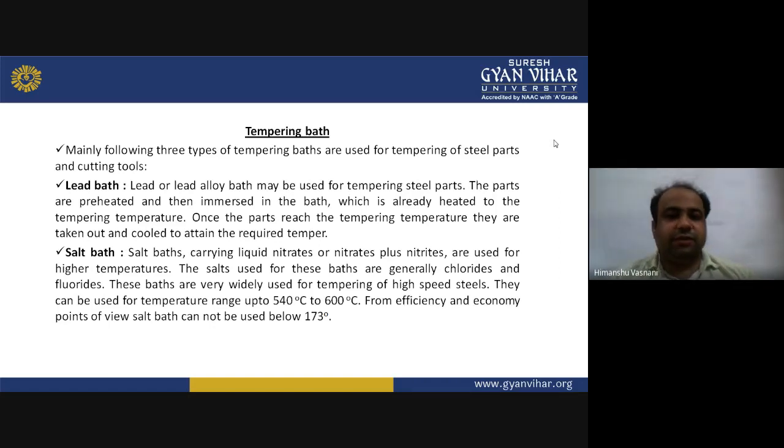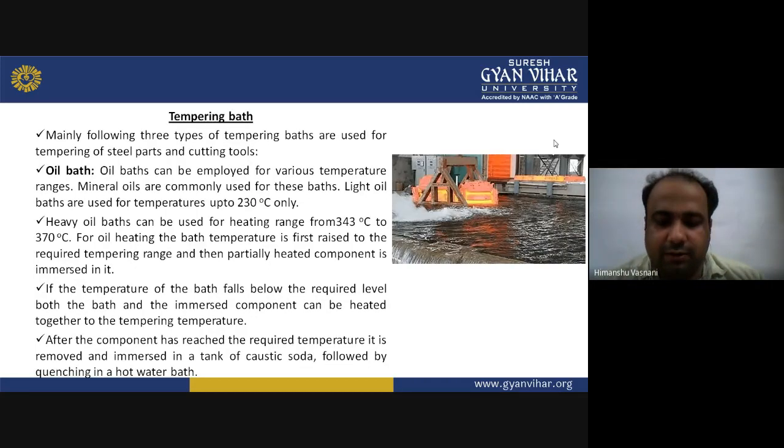From efficiency and economy points of view, a salt bath cannot be used below 170 degrees centigrade. So it has its condition that it cannot be used below 170 degrees centigrade. Now, oil bath.